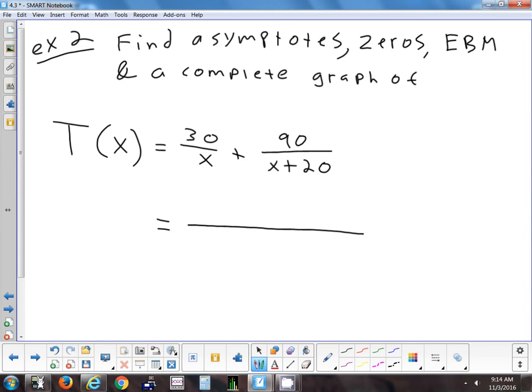Not quite. If you had, say, 3/4 plus 5/3, what's the common denominator there? It'd be 12. So all you have to do is take the two denominators that you have and multiply them together. That's one way to get a common denominator, and that's how we'll do it here. My first denominator is x. My second one is x plus 20. You don't even have to multiply it out. Just leave it like this. That's the common denominator. Any questions on that?